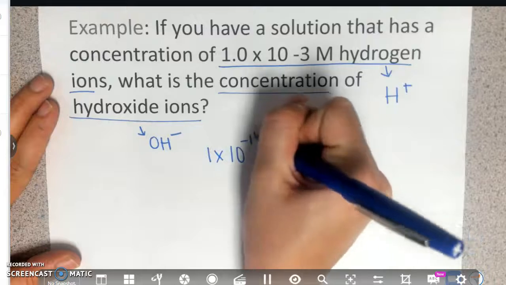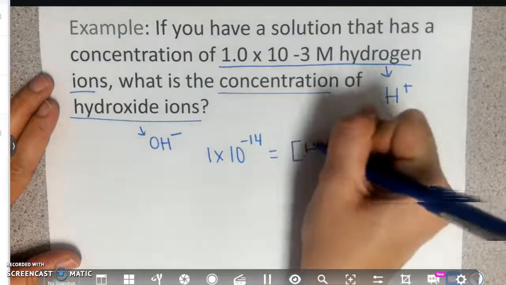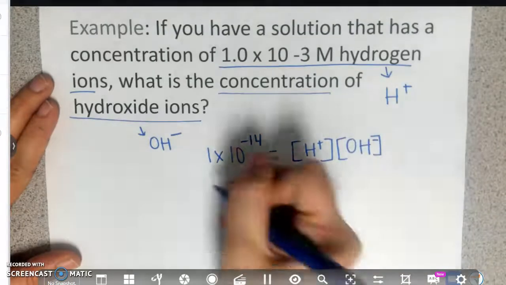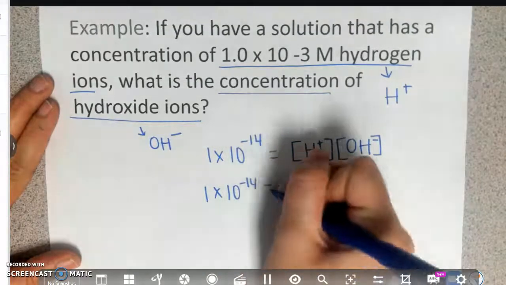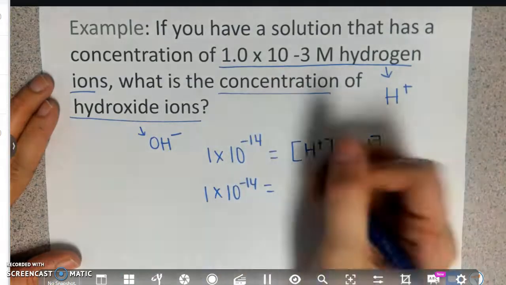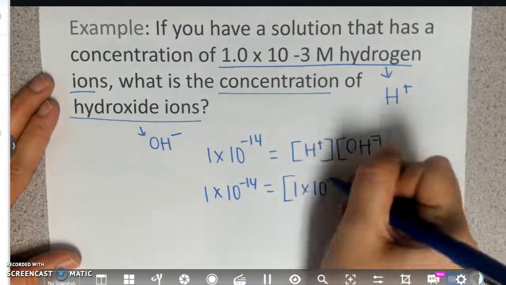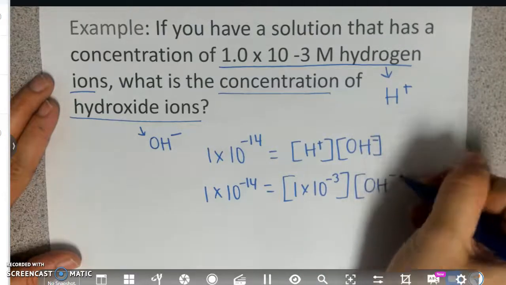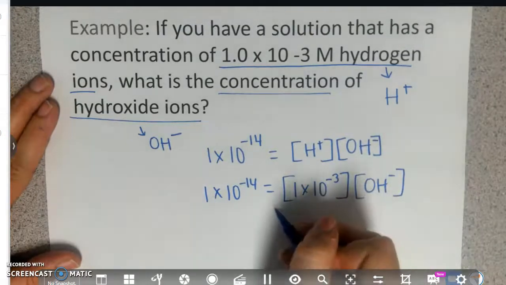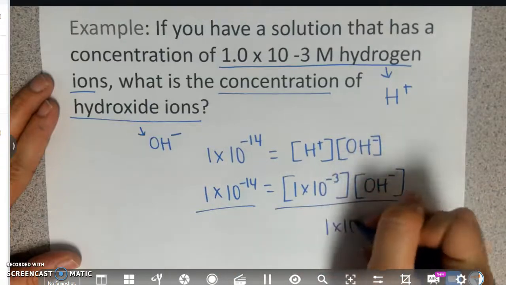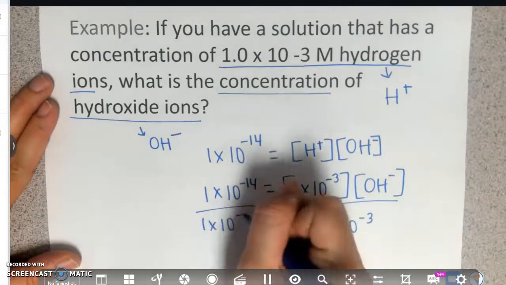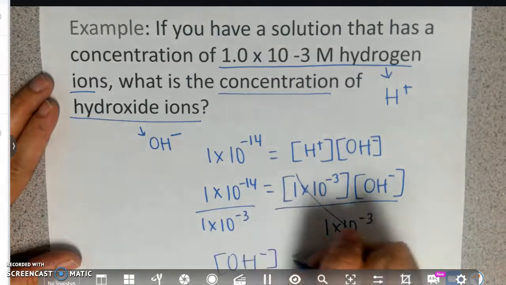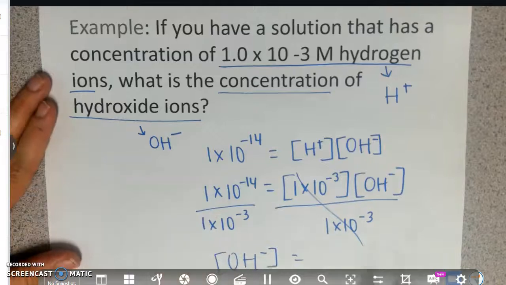1 times 10 to the negative 14 equals the concentration of H times the concentration of OH minus. So 1 times 10 to the negative 14 equals the concentration of H, which is 1 times 10 to the negative 3, times OH. And to solve for OH, we would divide each side by 1 times 10 to the negative 3. So that cancels out.